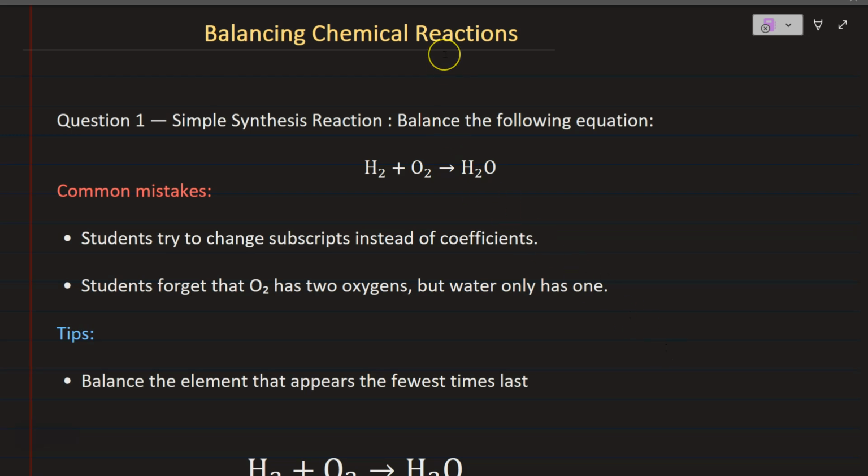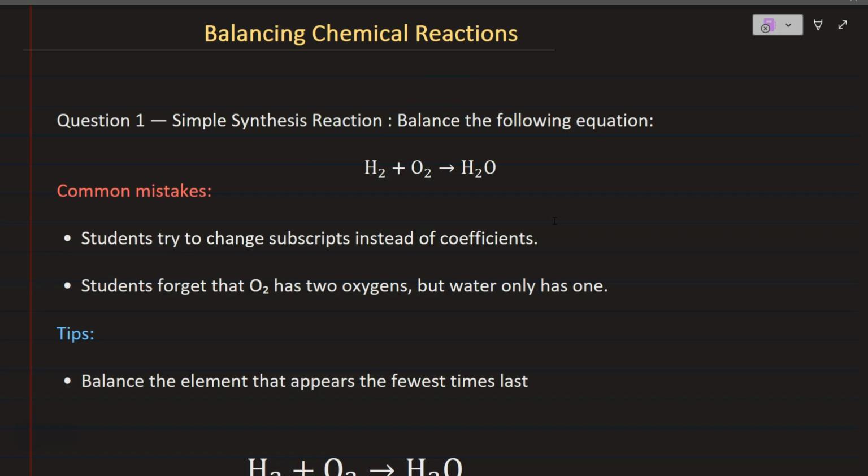Balancing chemical reactions and chemical equations. All right, in this lesson, I'm going to go through 3 questions. I'm going to talk about common mistakes, things to avoid, and I'm going to talk about tips and tricks that you can use. And if you use them consistently, it's a guarantee that you're going to do fine.